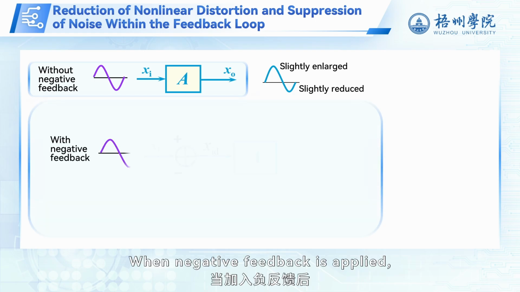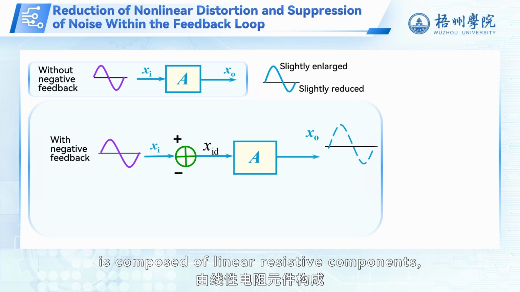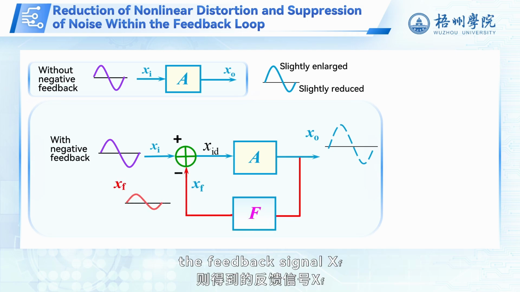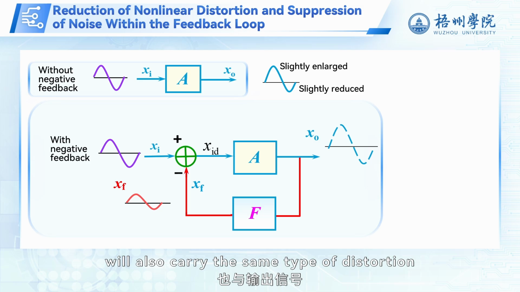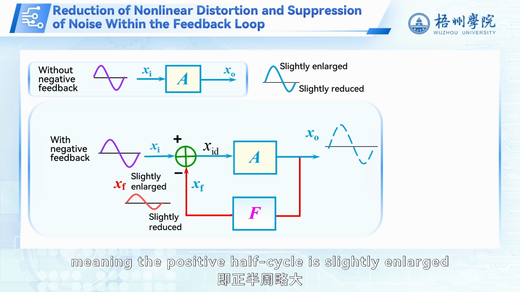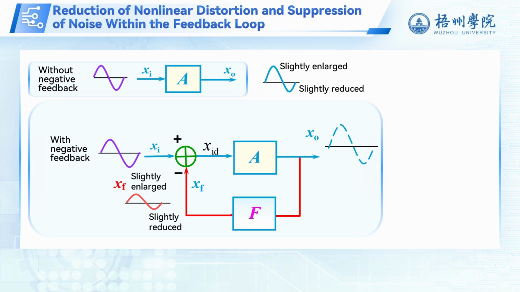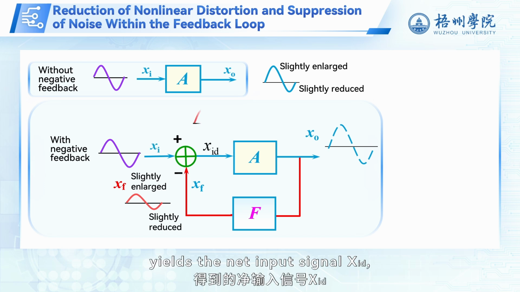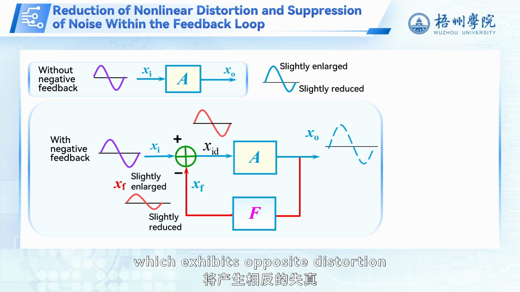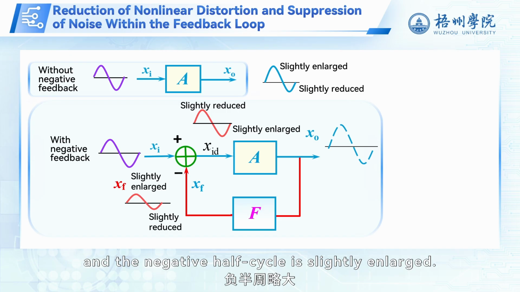When negative feedback is applied, and assuming the feedback network is composed of linear resistive components, the feedback signal XF will also carry the same type of distortion as the output signal, meaning the positive half cycle is slightly enlarged and the negative half cycle is slightly reduced. Now, subtracting XF from Xi yields the net input signal Xid, which exhibits opposite distortion where the positive half cycle is slightly reduced, and the negative half cycle is slightly enlarged.